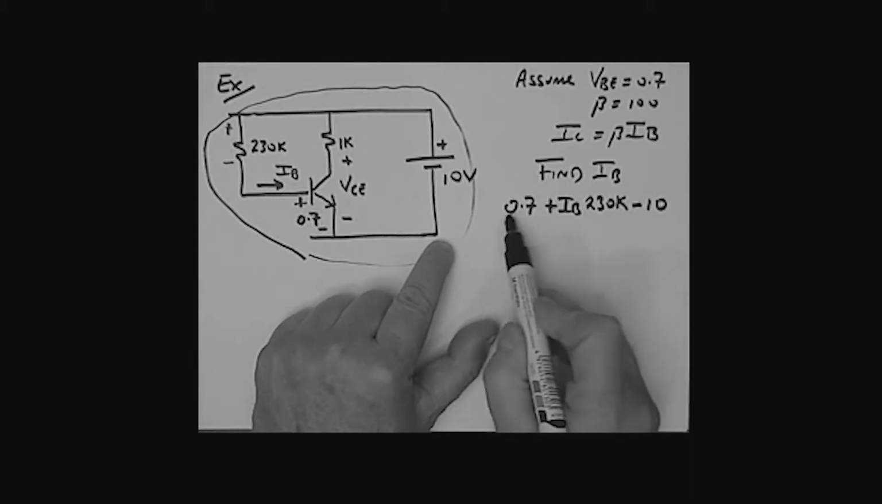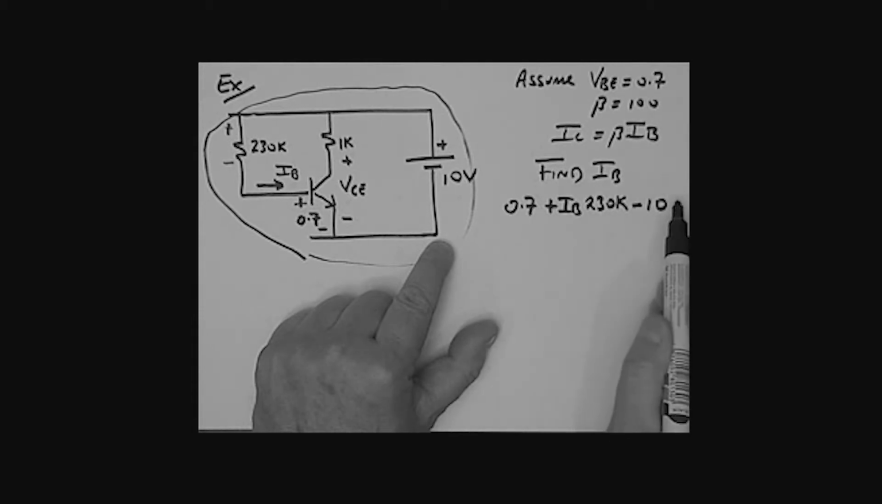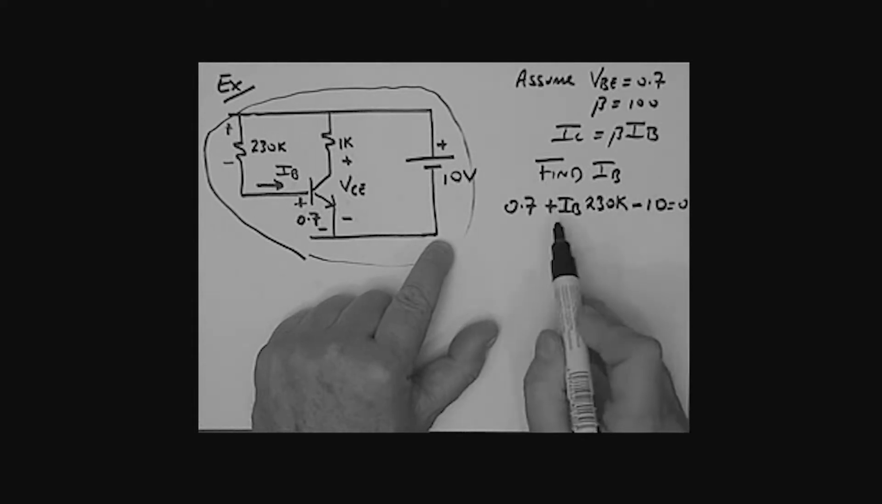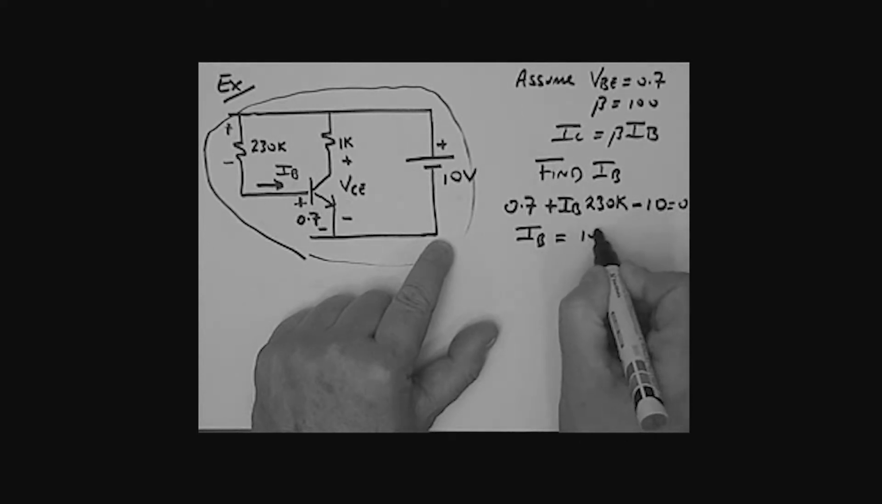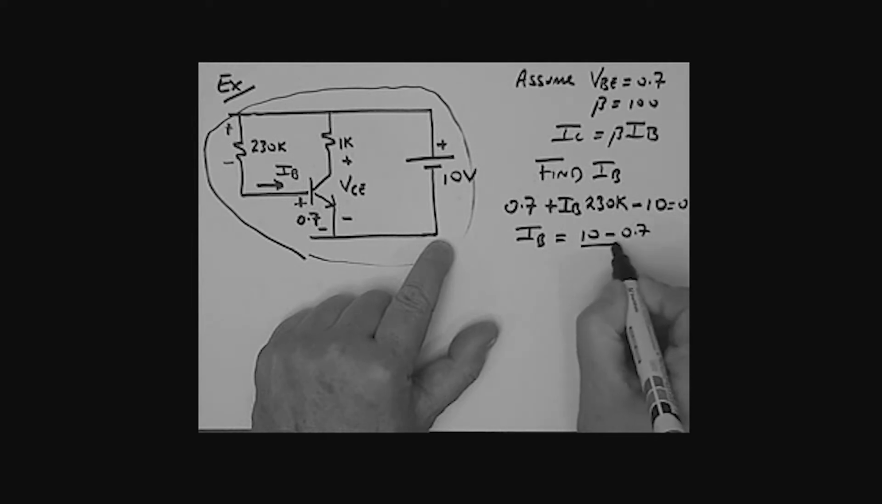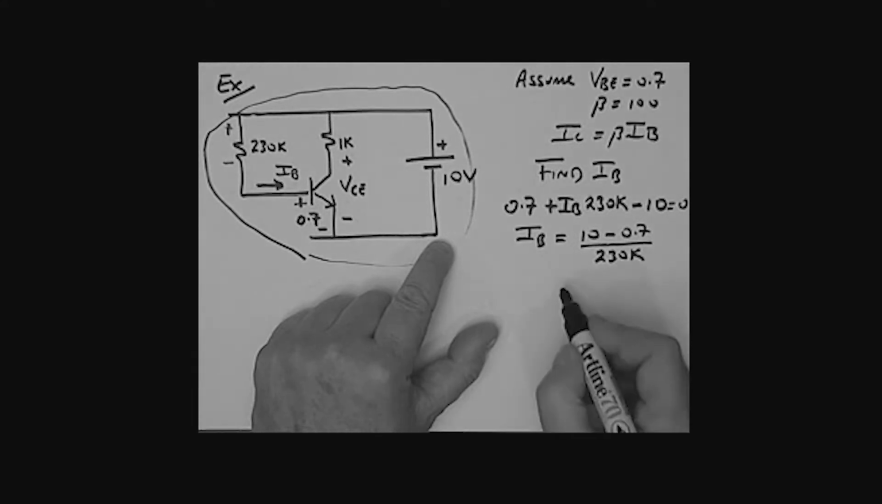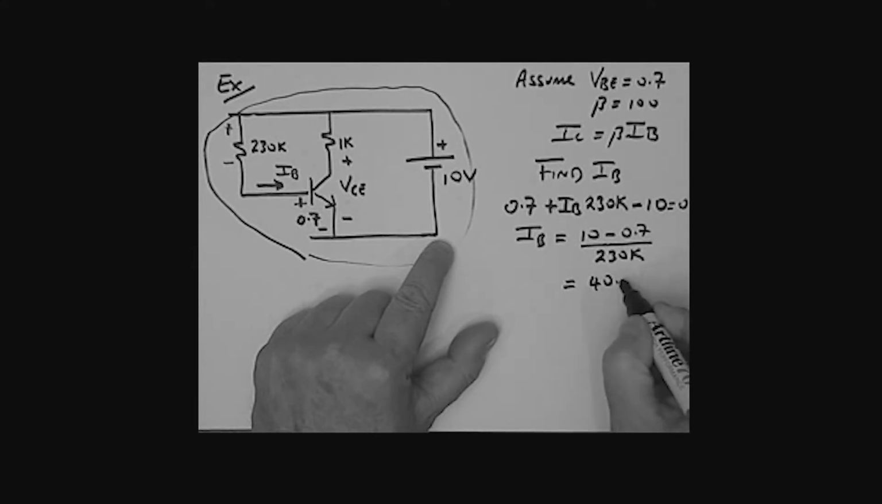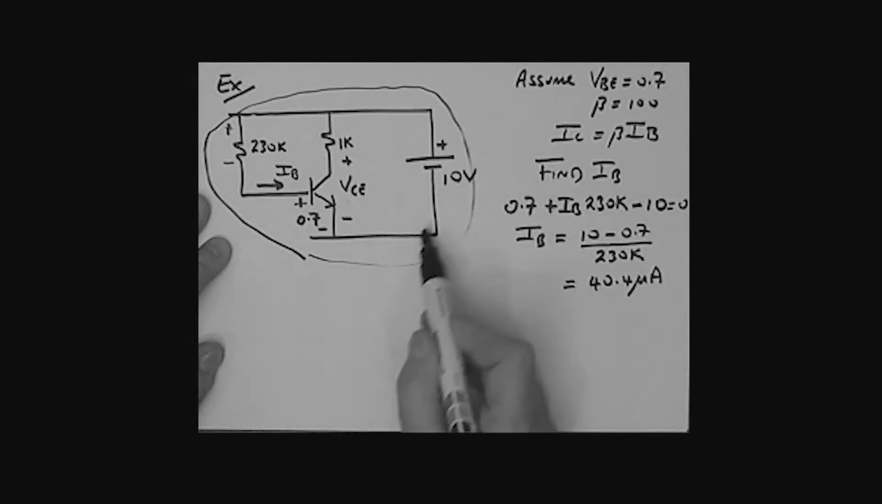Now look, the only unknown in that equation happens to be IB. This is equal to 0, so we take the 10 and the 0.7 over to the other side, and then we can simply find IB. IB is equal to 10 minus 0.7 divided by that 230K. If you care to work that out, IB comes out to about 40.4 microamps. That's what our IB is. So we've found IB really from a simple loop.